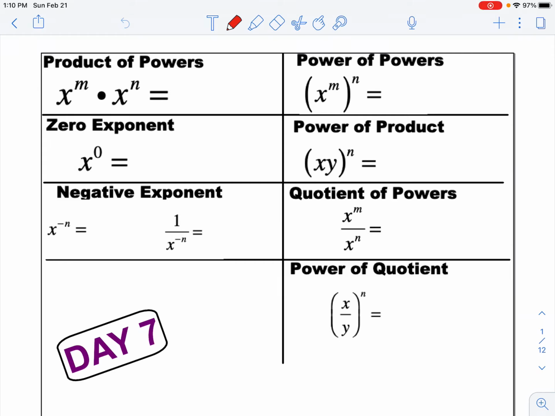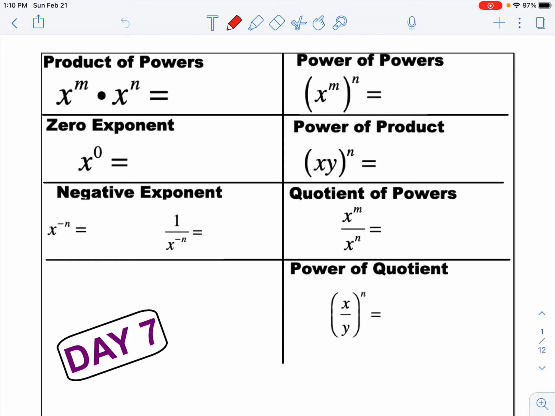Chapter 7, Day 7, we are going to work on reviewing the learning targets A through E in preparation for a quiz. So what I'd like you to do, these are all the exponent rules that we've been working on. What I'd like you to do is pause the video and then see how many of these rules you actually remember right now. And then restart the video to listen to the explanation or check your answers.